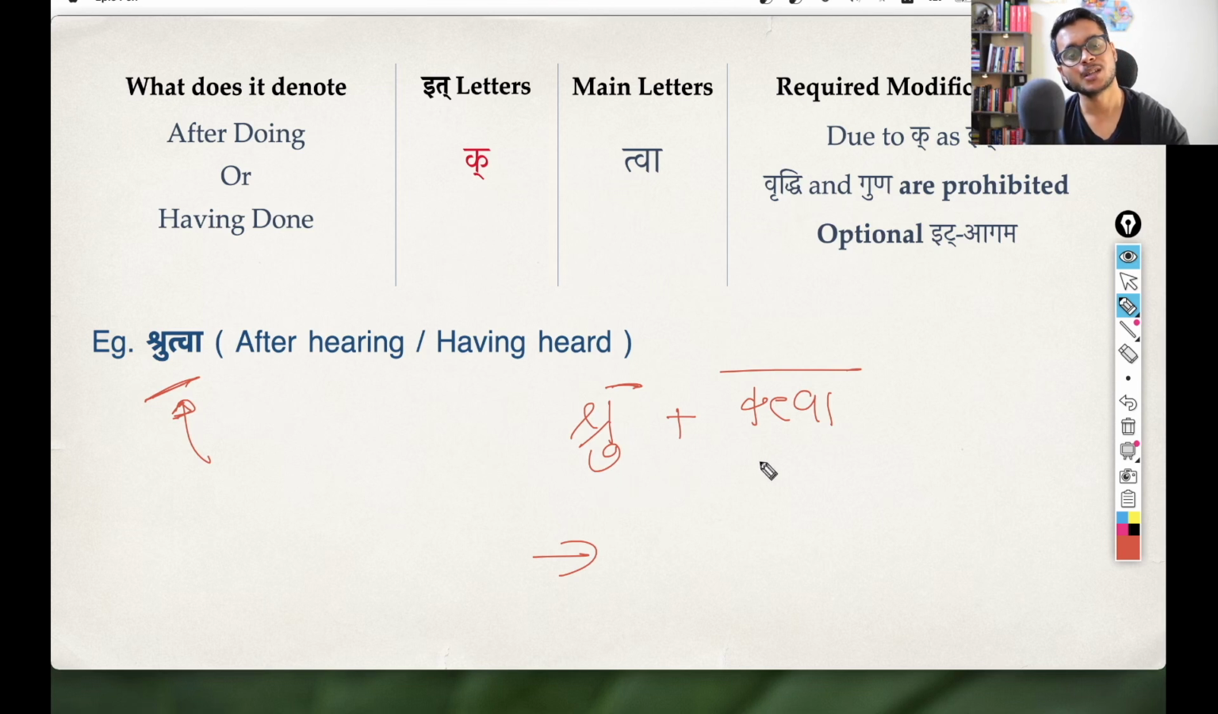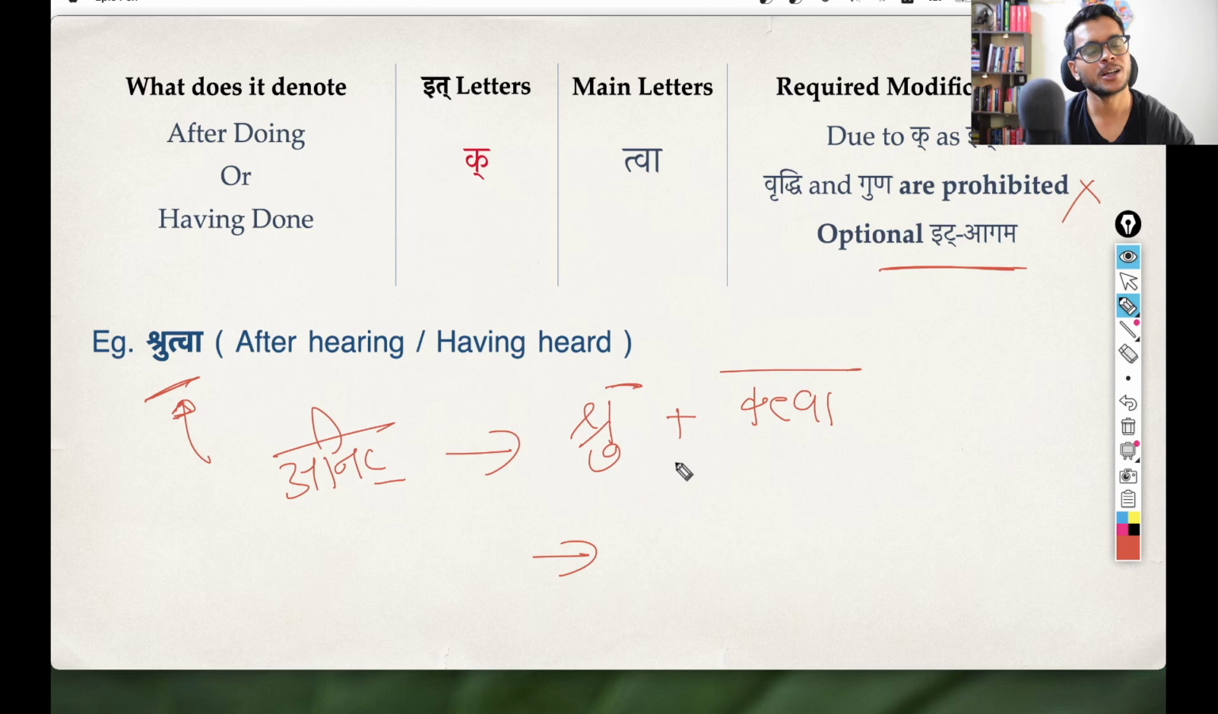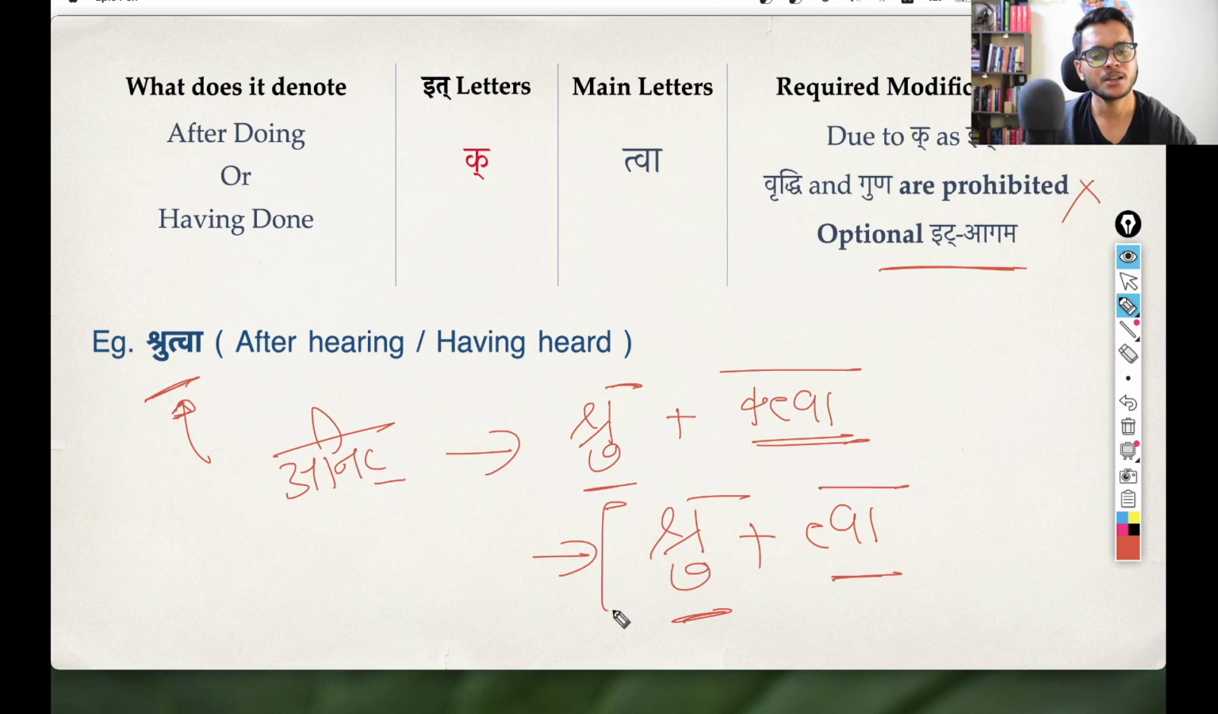And we are modifying this dhatu using the twa suffix. Again, vriddhi and guna are prohibited. And the optional it agama is also not possible because this shru dhatu also is an anit dhatu. So for an anit dhatu, it agama does not happen. So shru will remain as such, and from twa we get twa as the main content. We are simply going to combine them together. We get the pada shrutva, after hearing, having heard.